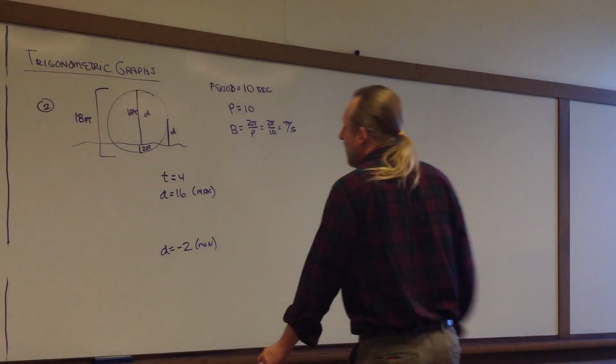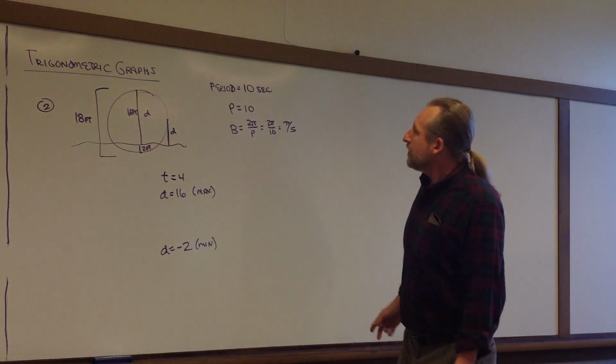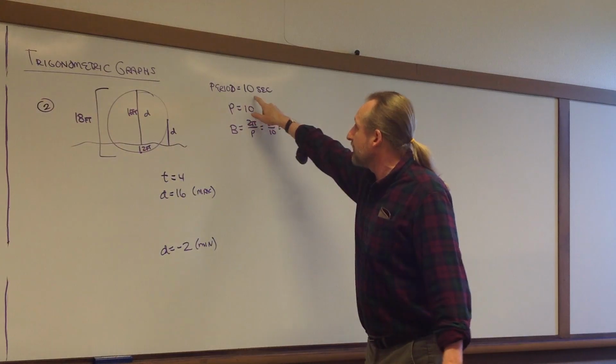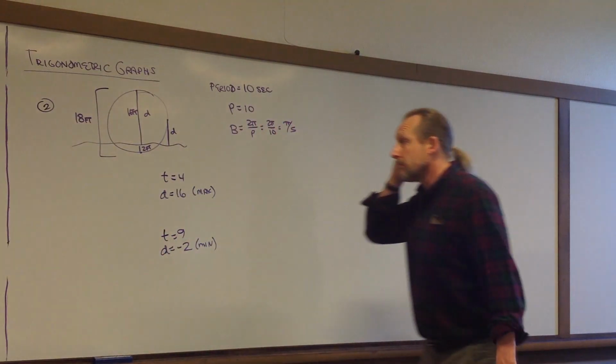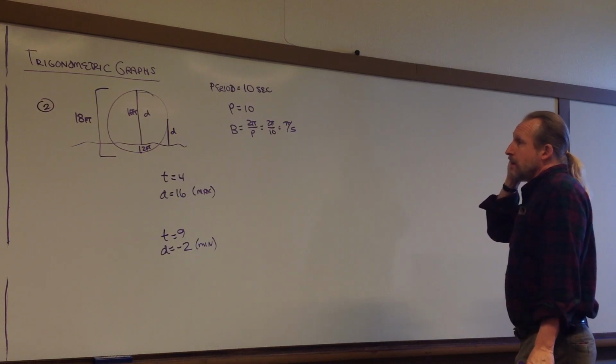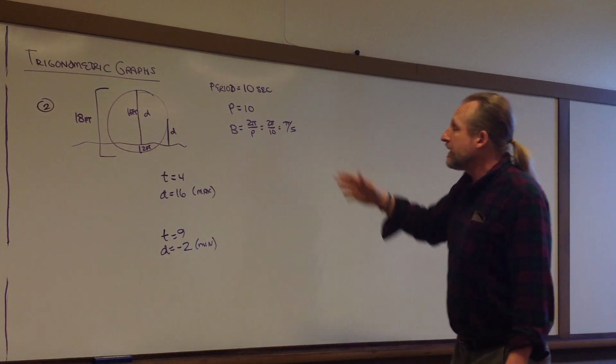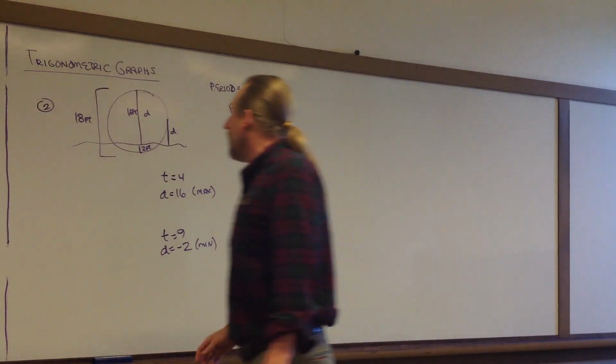And if it's at the maximum at t equals 4, that means it'll be at the minimum after half the period, or 5 seconds later. That'll happen at t equals 9. Okay. Let's see here. So we can calculate A and D as well.